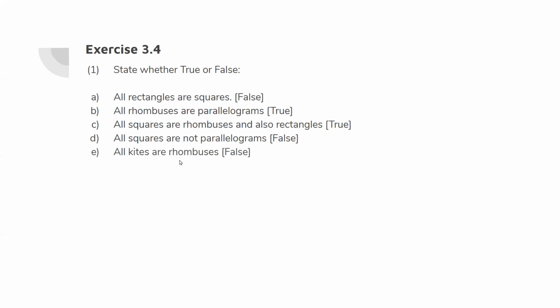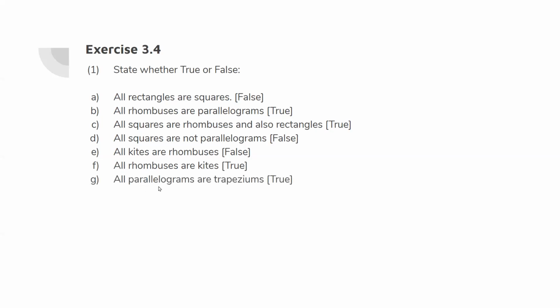E. All kites are rhombuses. It is false because in kites all sides are not equal. That is not true. F. All rhombuses are kites. True, because a rhombus follows the property of a kite.